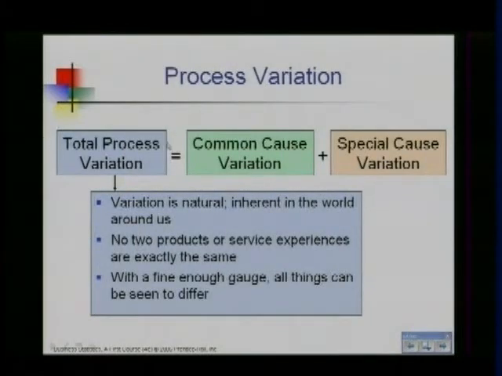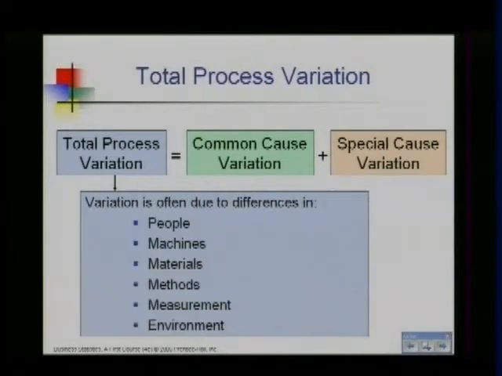Okay, so here's the way we do it. We take the variation or the difference in the values that we observe and we say common cause plus special cause has to equal total process variation. The common cause, we're not too worried about it. That's the part that's built into the system, and no two products or service experiences are exactly the same, so there's going to be a lot of variation that's going to occur. The one we care about is special cause, but common plus special cause has to equal total. That's the identity that we're working with.